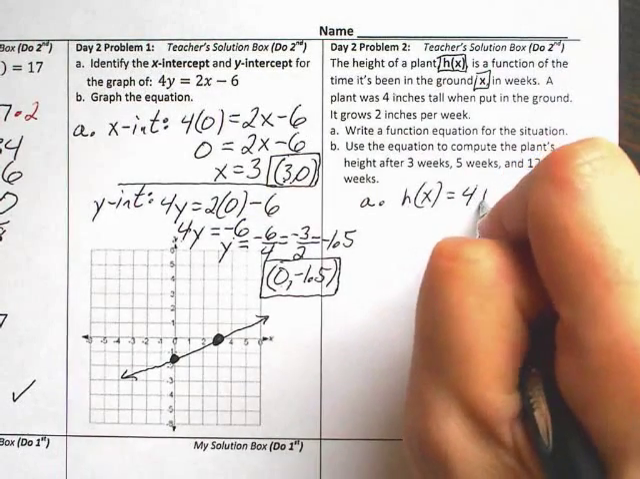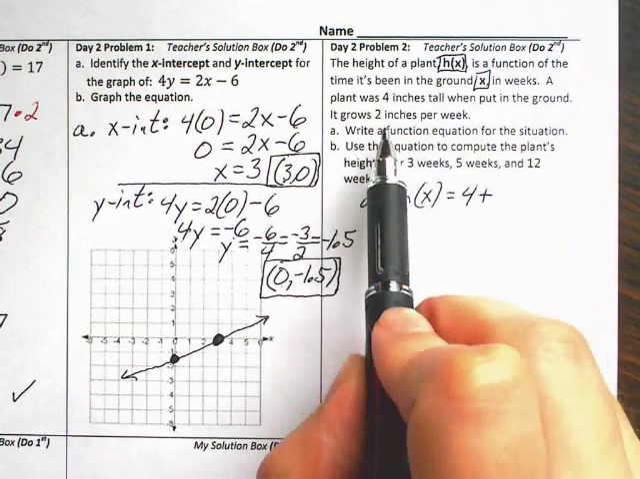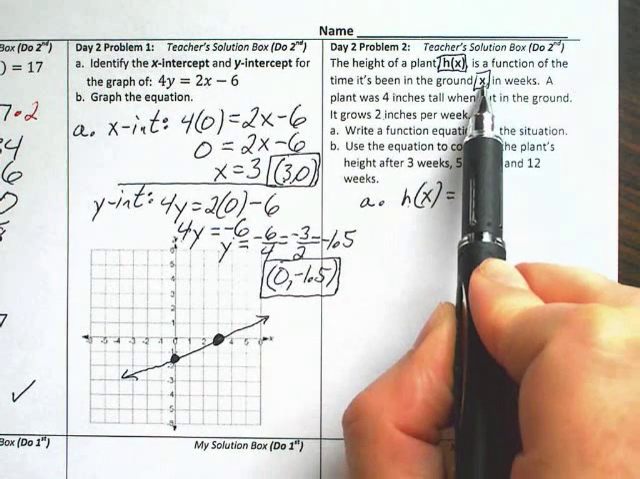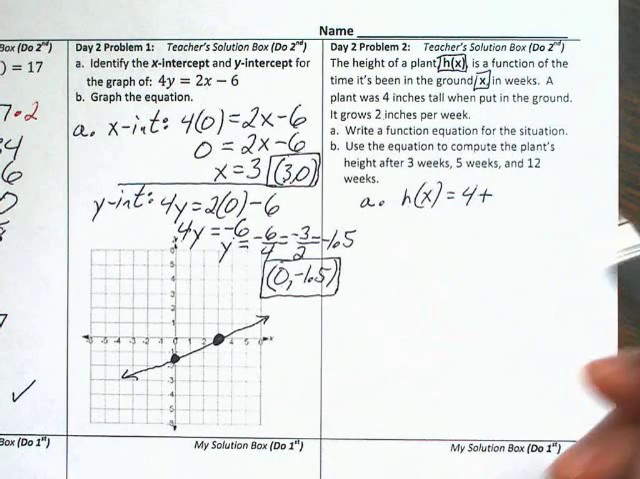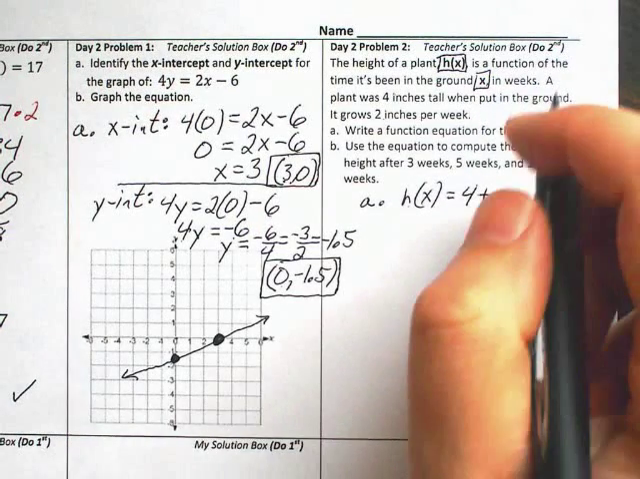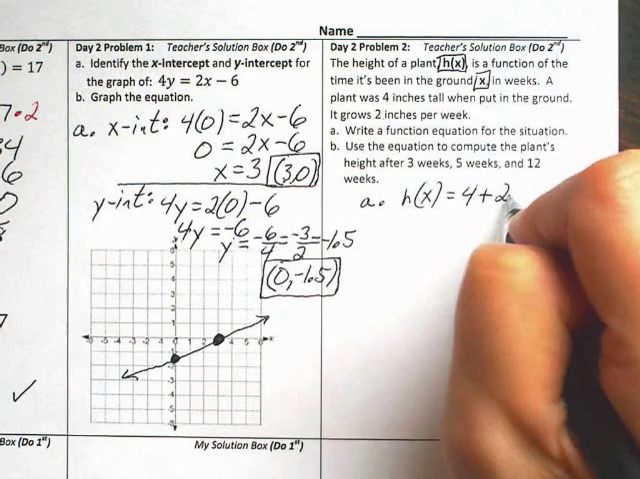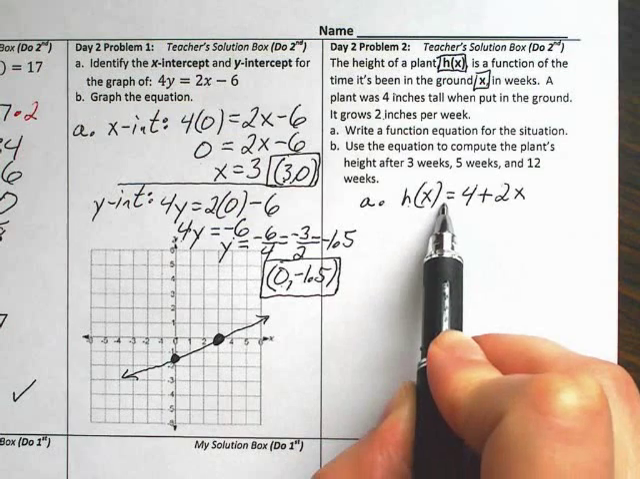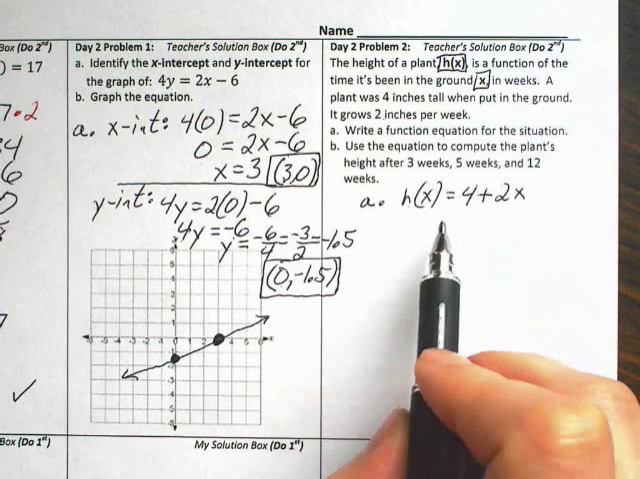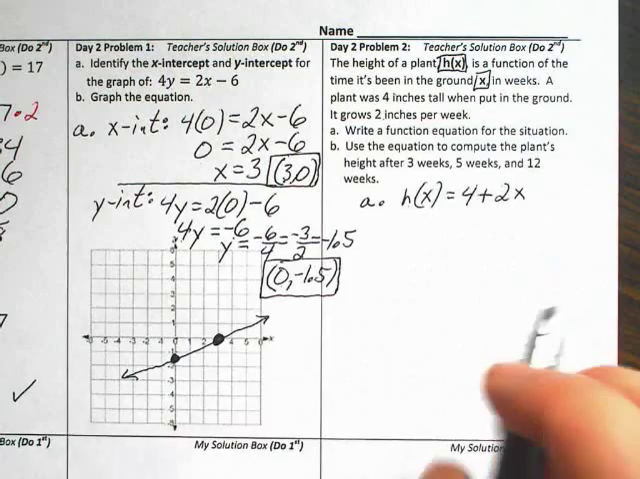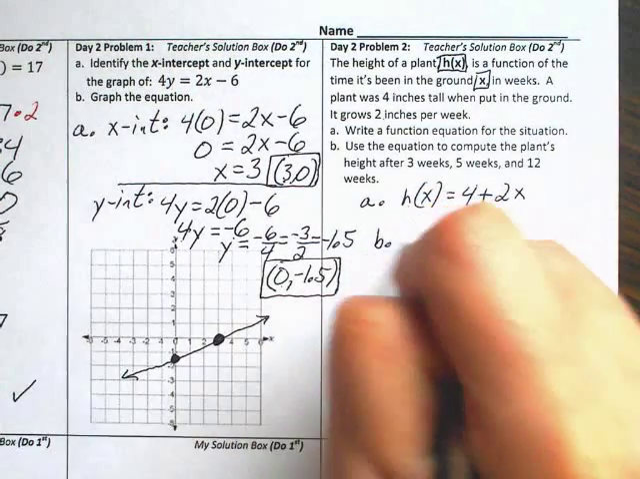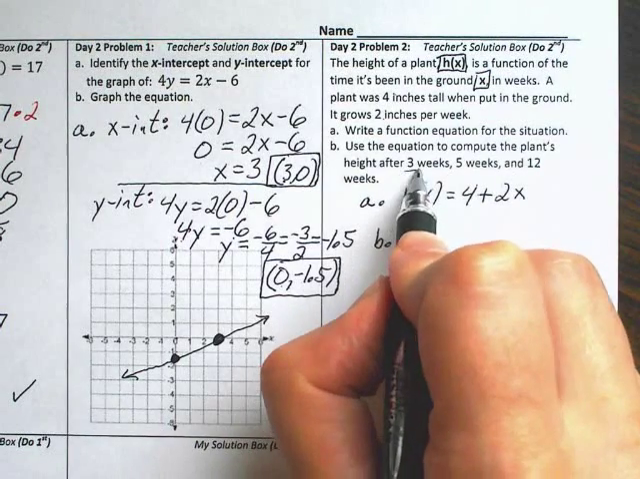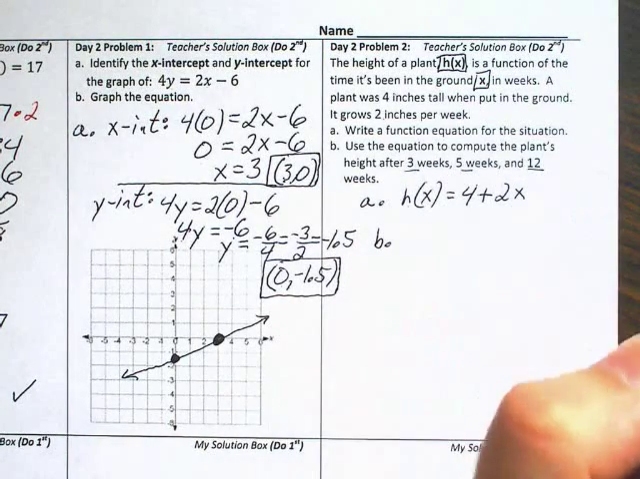And so 4 plus. We're also told it grows 2 inches each week. And we're told to use the variable x to count how many weeks are going by. And so 2 inches per week could be written in symbols as 2x. So this equation, h of x equals 4 plus 2x, is a function equation for the situation. Now in Part B, we can make use of this equation to find the height of plants for 3 weeks and 5 weeks and 12 weeks.